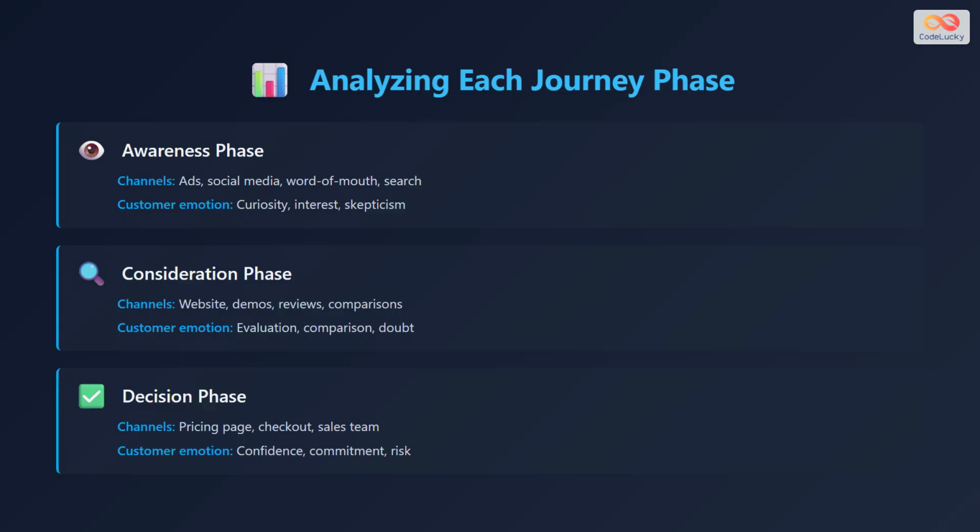The key channels are your pricing page, checkout process, and sales team. They feel confident but may also experience some risk or hesitation about their decision. Understanding the emotional journey in these early phases helps you remove barriers and accelerate conversion.